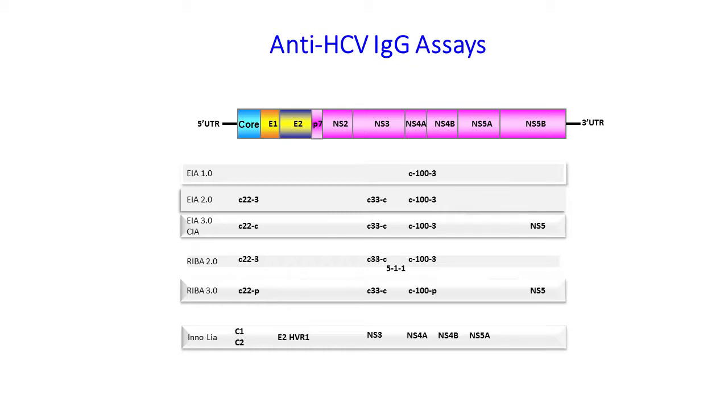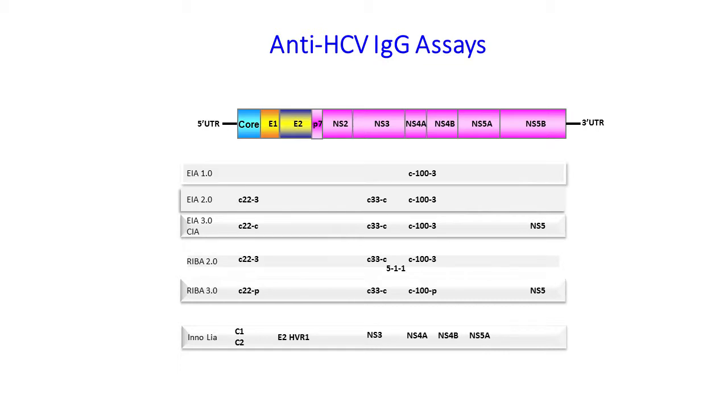EIAs alone have low positive predictive value in low prevalence populations. The supplemental immunoblot tests for confirmation of a screening EIA-CIA used many of the same epitopes as the EIAs and CIAs, but specificity was improved with the additional epitopes from non-structural regions, and in the case of INNO-LIA, HVR1. In the United States, the third generation EIA test is the assay most frequently used for initial HCV antibody screening.